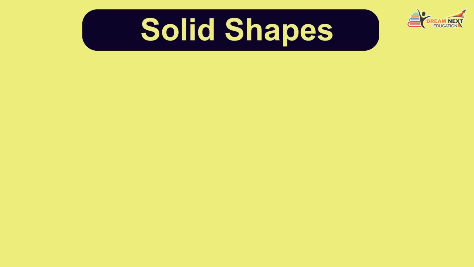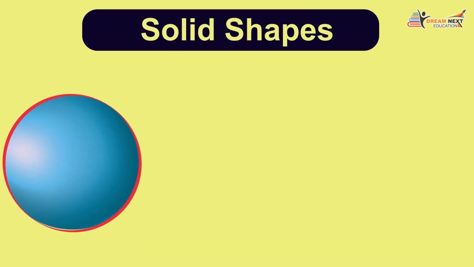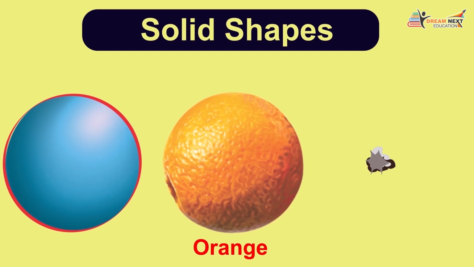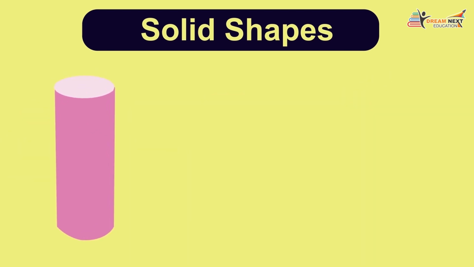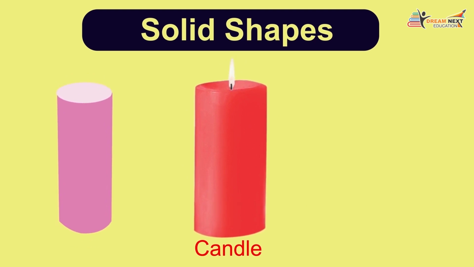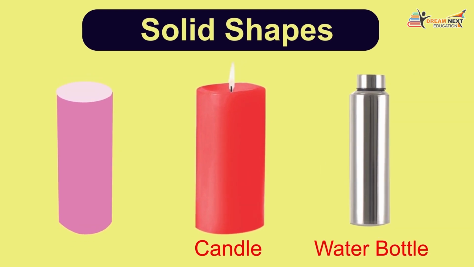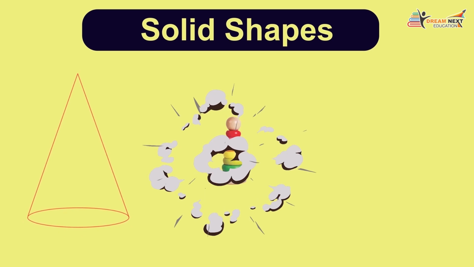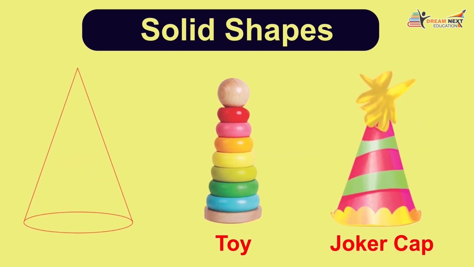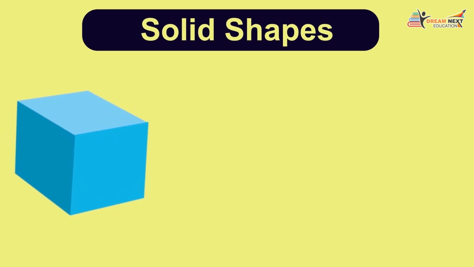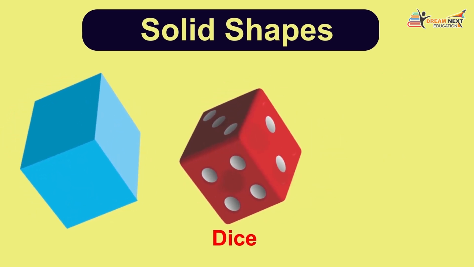Solid shapes. Sphere, orange, football, cylinder, candle, water bottle, cone, toy, joker cap, cube, dice, gift.